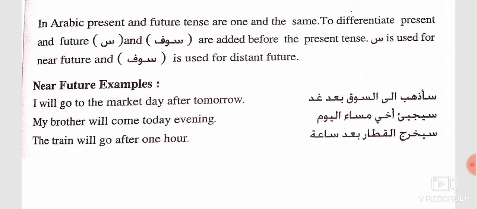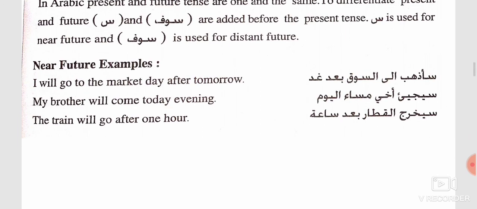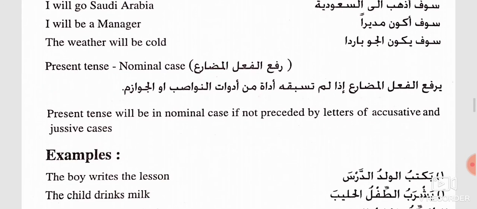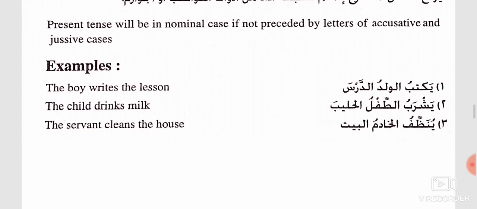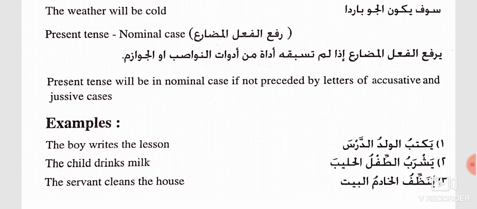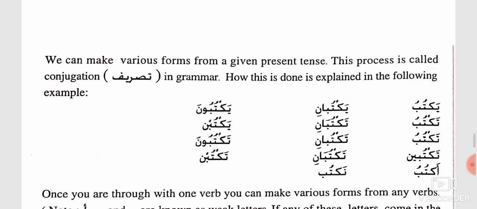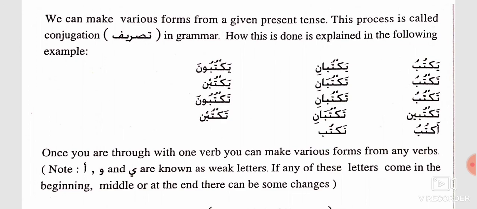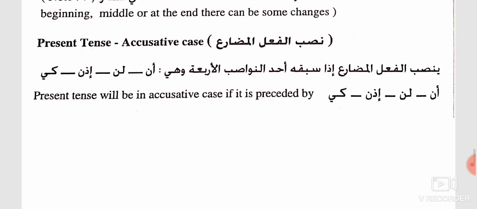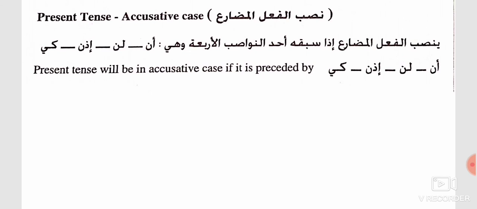That is sa and saufa. So sa is used for near future and saufa is used for distant future, and there are examples. Then we learned how to get raf for fi'l mudari. We have learned present tense will be in nominal case if not preceded by letters of accusative and jazm. And there are some letters for accusative and jazm also. This is how fi'l mudari is conjugated. Then we learned how to give nasb for fi'l mudari. There are letters: an, lan, idhan, kai.